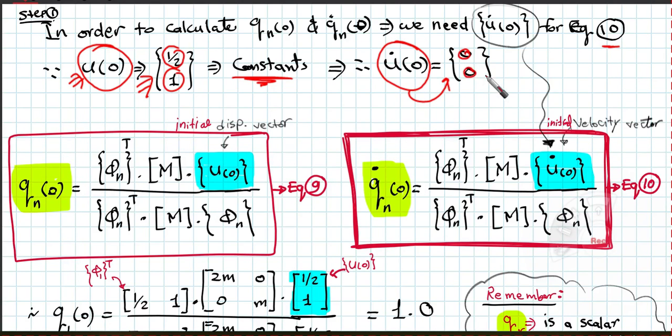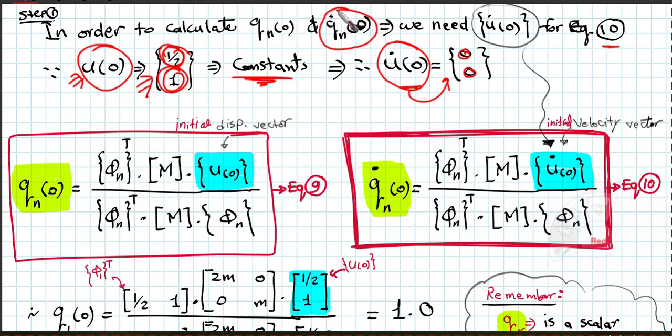As we can see, they are constants. This means that the initial velocity vector is going to be a zero vector, right? Because we have constants here, so we do not have any time or anything related to the variable. This is constant, so our initial velocity vector is going to be zeros as well.